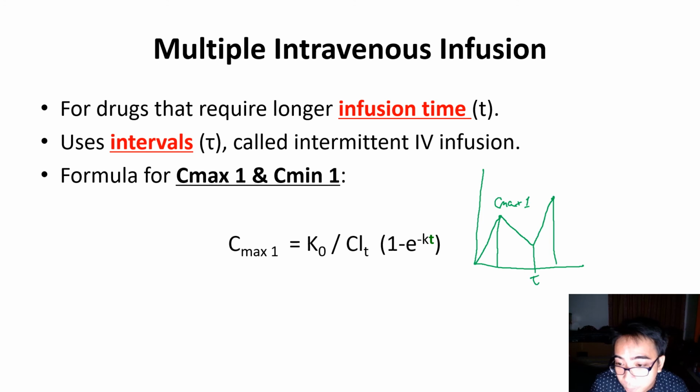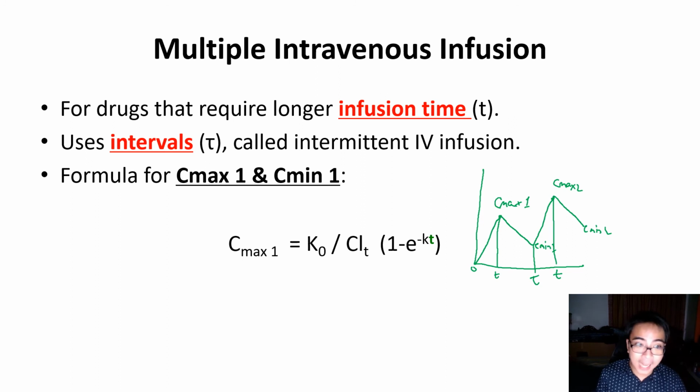This is tau. This is t. This is 0. Yeah, t. Okay? And then, allow ko ulit mag-eliminate. So, this will be now my Cmax2. This one is my Cmin1. And this is my Cmin2.